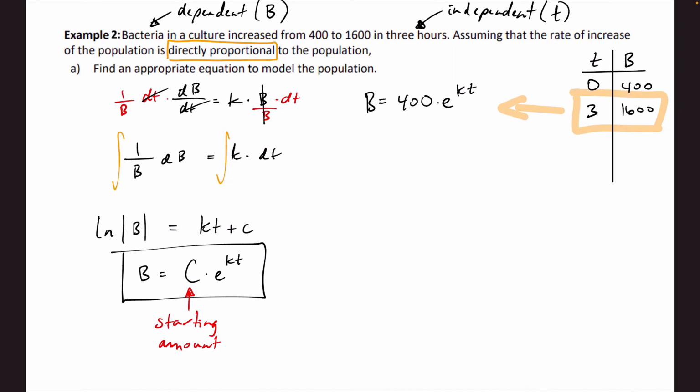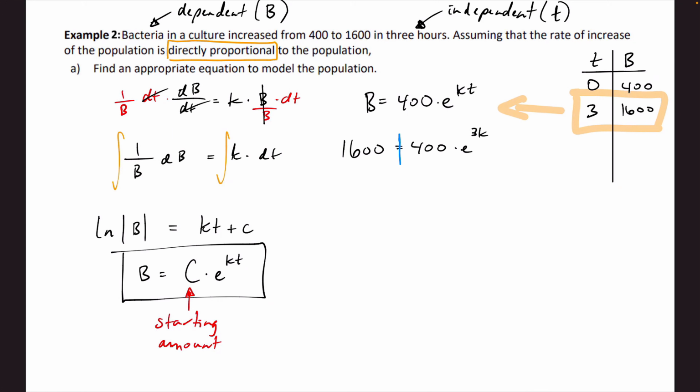Because that is what it should be. When I plug in 3 for T, it better equal 1,600 for B. Okay? So let's see. 1,600 equals 400 times e to the 3k. When my Math 3 students do it, they approximate this. We're actually going to figure out what it is, because to get the correct answer, you have to use calculus. To get an approximate answer, there's other ways to do it, but we got to solve for K.